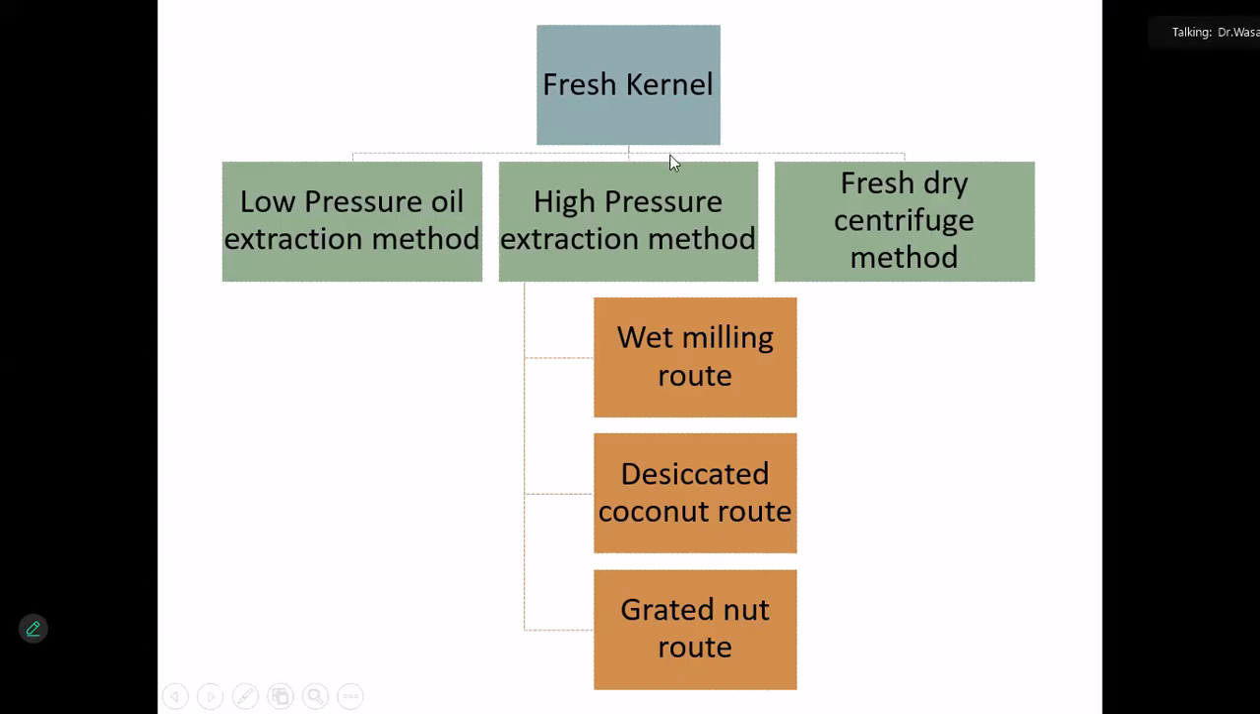Wet milling means you are preparing the kernel into 3 millimeter size particles. Here in press dry centrifuge, you are preparing a paste. DCN route is the same as DC manufacturing, but after disintegration you are doing oil extraction. Grated nut is the same as earlier; we will discuss later.